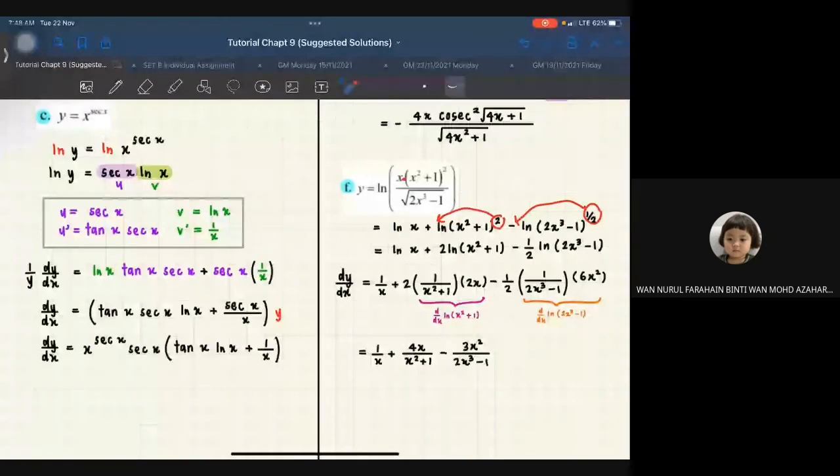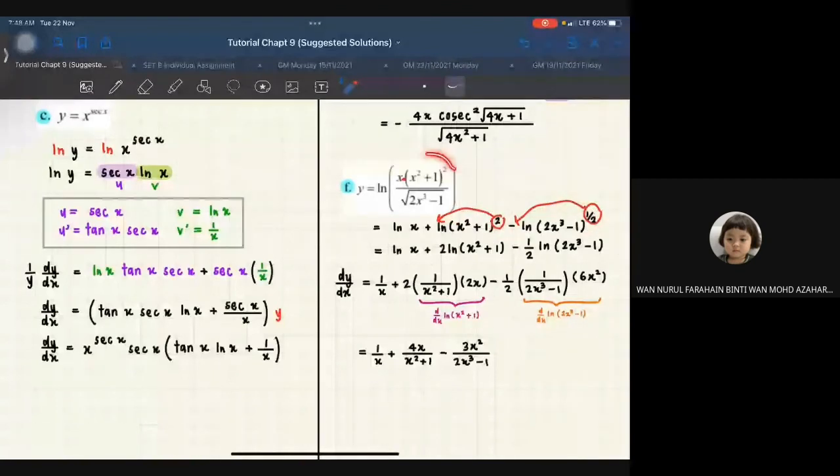Right? Sebab kalau awak tak bawa dia ke depan, let's say you didn't bring this one in front, nanti awak kena gunakan power rules. Okay, tapi still jawapan akhir awak sebenarnya sama sahaja. Okay, tapi kita nak memudahkan lagi kita punya hidup. So kita bawa ke depan, this one bawa ke depan.